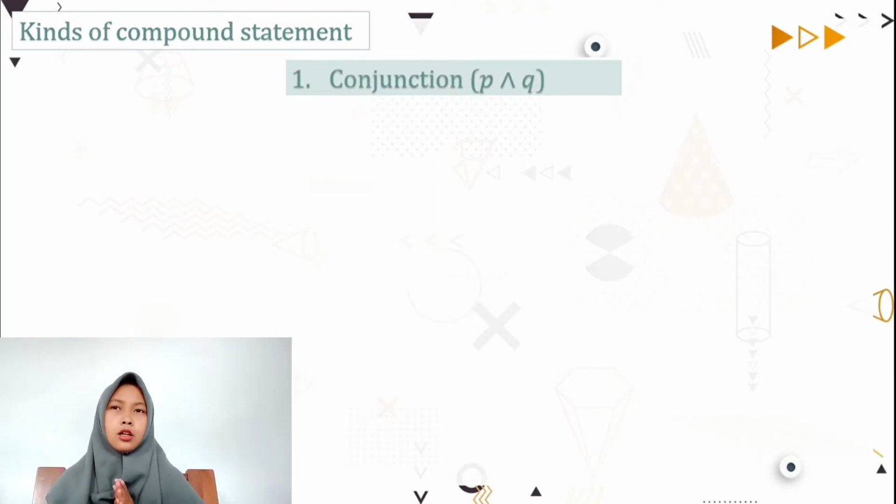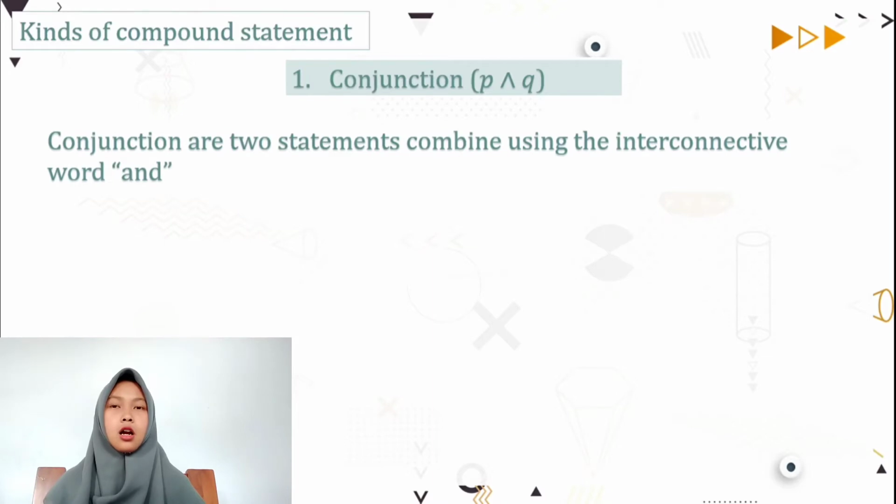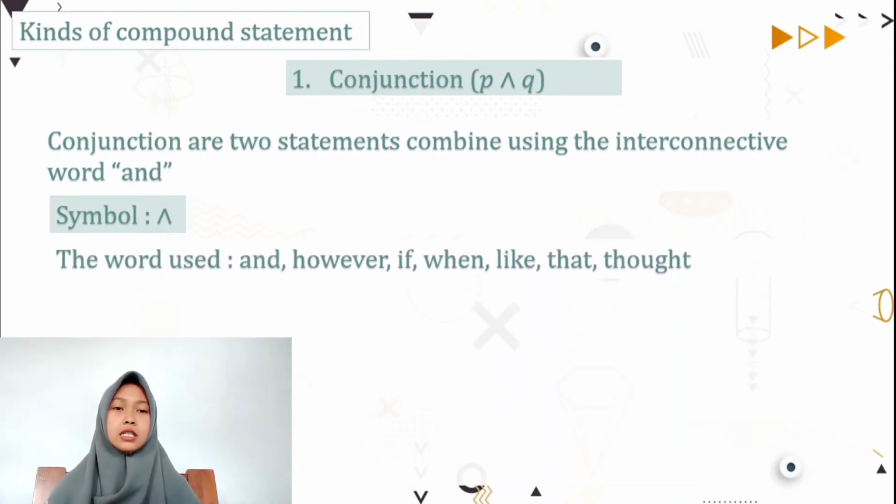And then the kinds of compound statements. The first is conjunction. Conjunction is two statements combined using the connective word and. The symbol is this. The words that can be used in conjunction are and, however, if, when, like, that, and though.